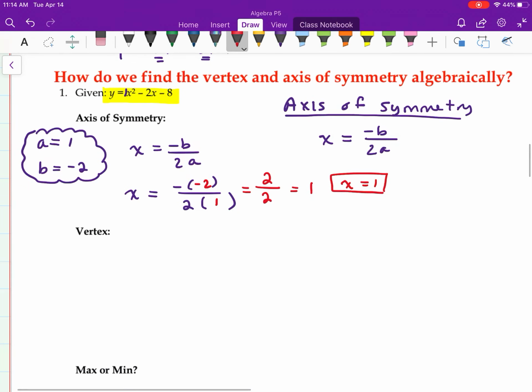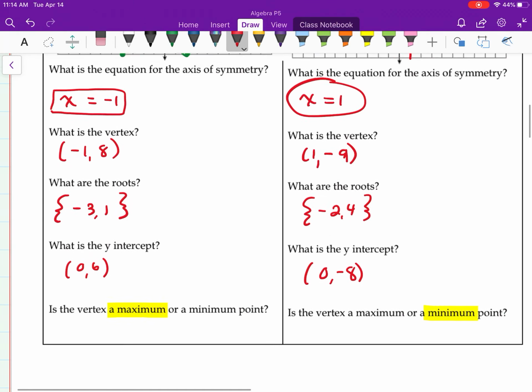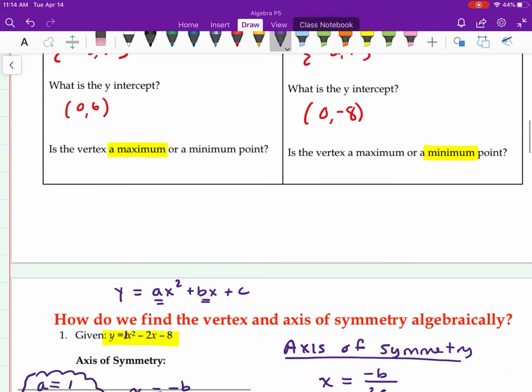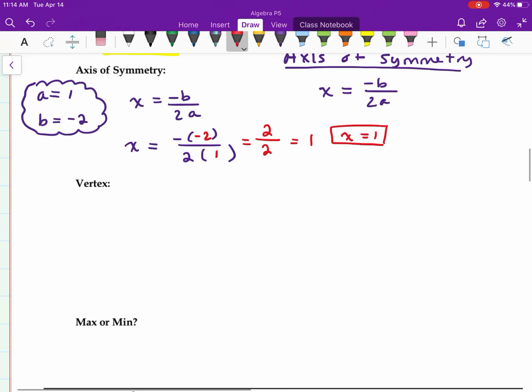Now, how would you find the vertex? Well, the vertex is this coordinate at the very bottom of the graph. It's a coordinate. So that means it has an x and it has a y. x, y. And what's cool is that the x comes from the axis of symmetry. So since you already know that the axis of symmetry is x equals 1, you're going to put 1 in the x, and then the y value, well, right now, I don't know what it is. So how would I find out y?